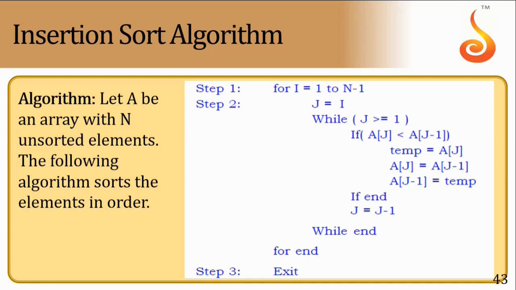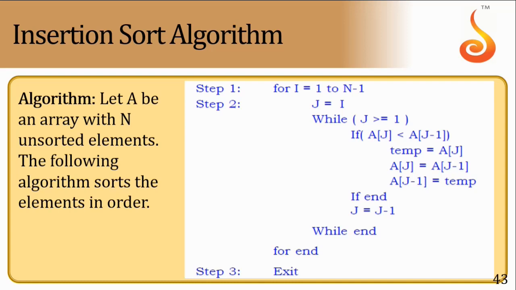The same way here, i is nothing but the for loop, the number of passes. That is, i is equal to 1 to n minus 1. Yes, 1 to n minus 1 passes only we wrote. Pass 1, 2, 3 up to pass 7. And then j is equal to i. j is used for comparisons.